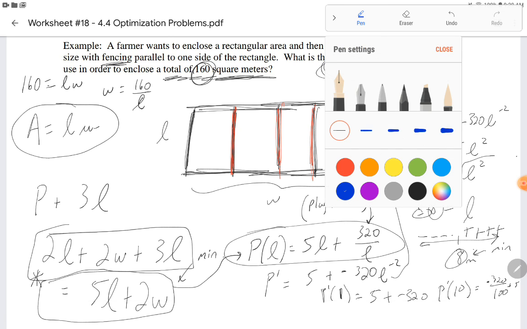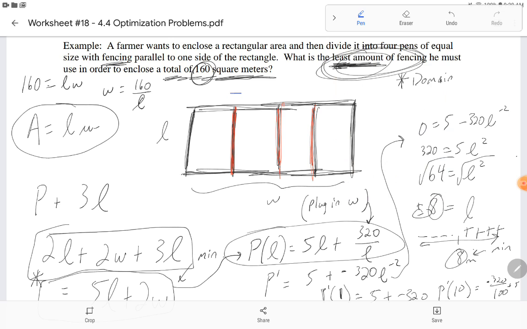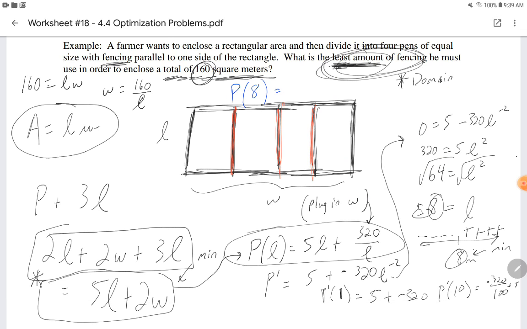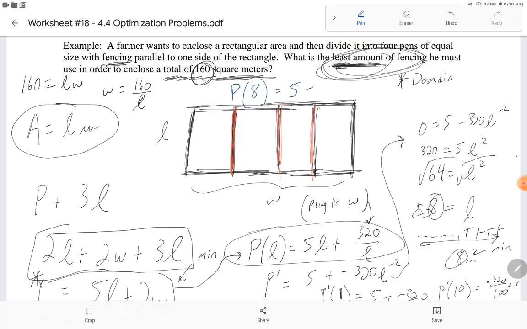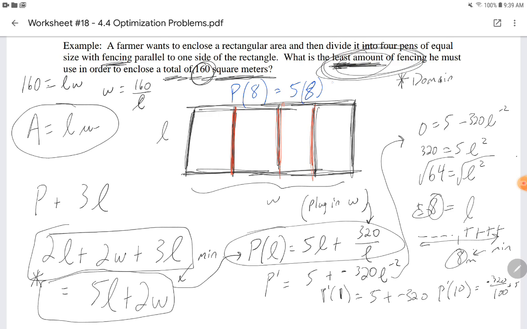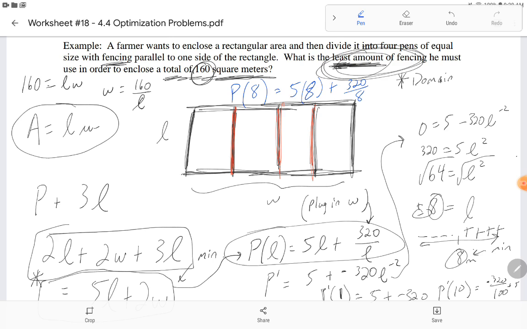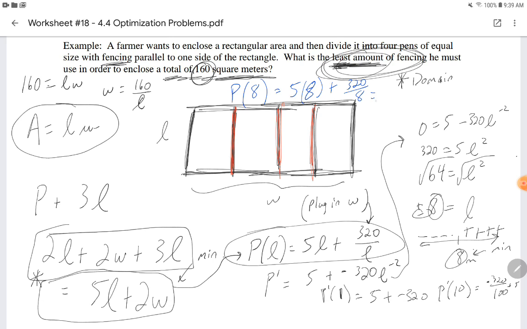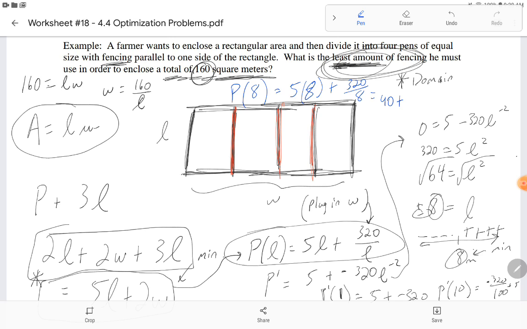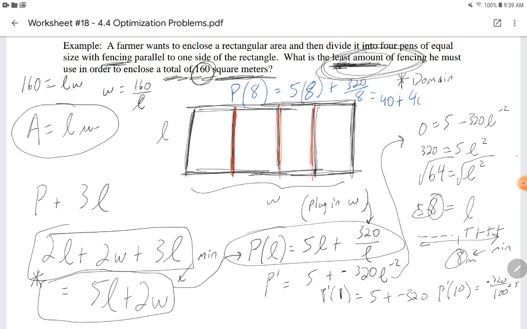Let me just do this in blue. Oh, shoot, class is about to start. P of... what were we doing? P of 8 equals 5 minus... No, I'm sorry. 5 times 8 plus 320 over 8. I was about to plug it into the derivative by mistake. This equals 40 plus... what's 320 divided by 8? That's 40, right? So it's another 40. Look at that. It's 80 meters.